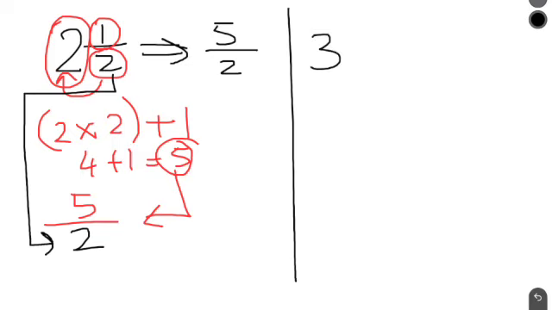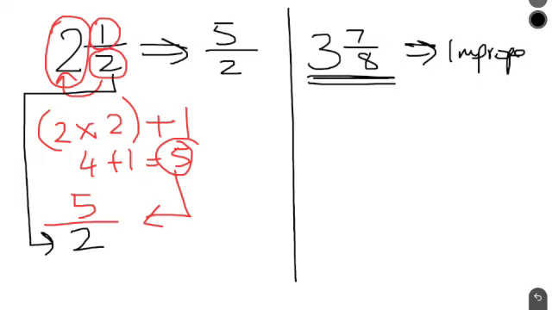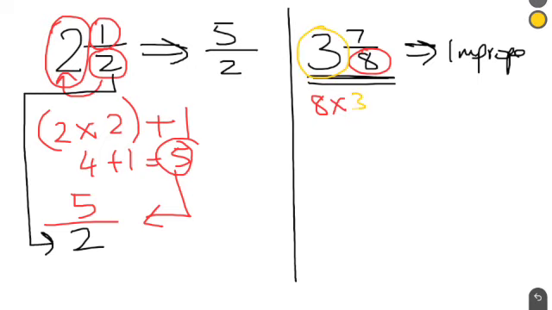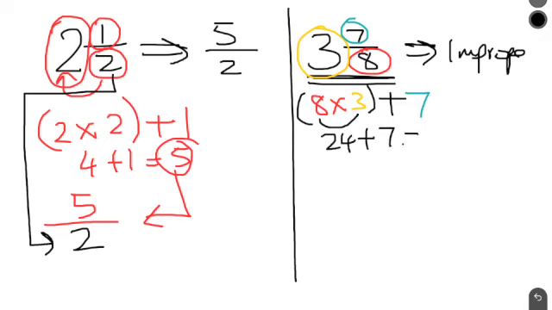Let's look at another example. Let's say we have 3 and 7/8. How do we convert this mixed number to an improper fraction? Okay, well, let's use the same principle. We want to take our denominator and multiply it. So our denominator is 8. We want to multiply it with the whole number, which is 3. Put those in brackets, and then you want to add it with the 7. Okay, so 8 times 3 is 24 plus 7. 24 plus 7 is 31.